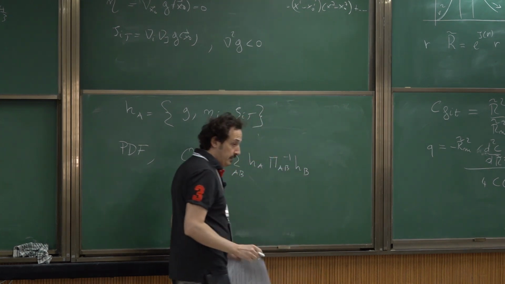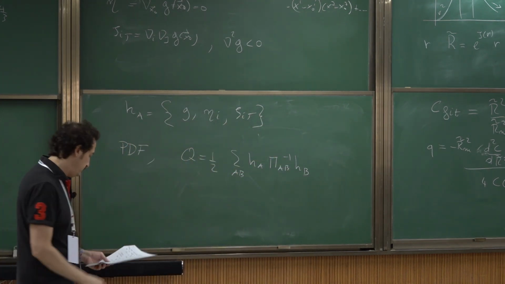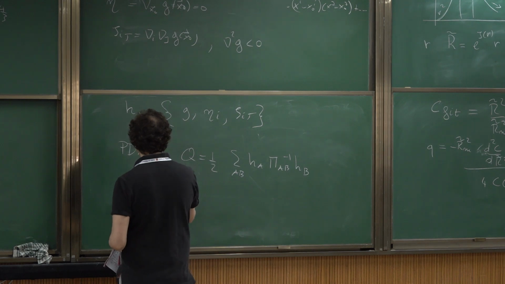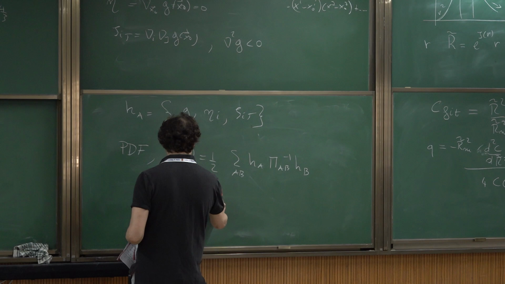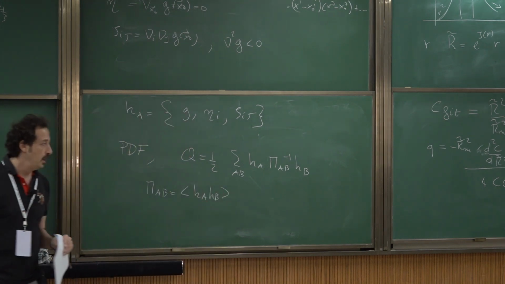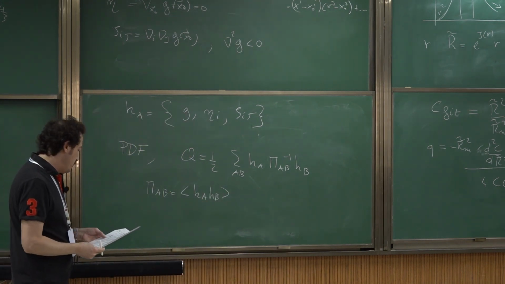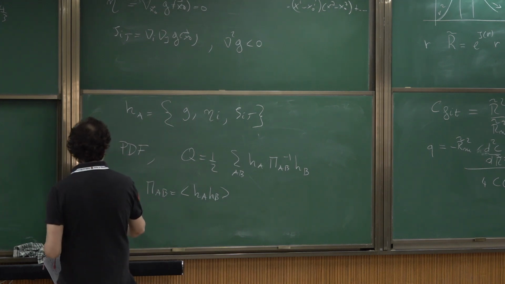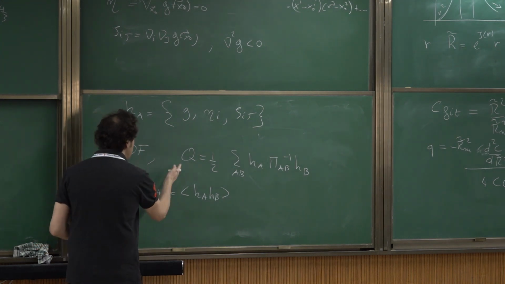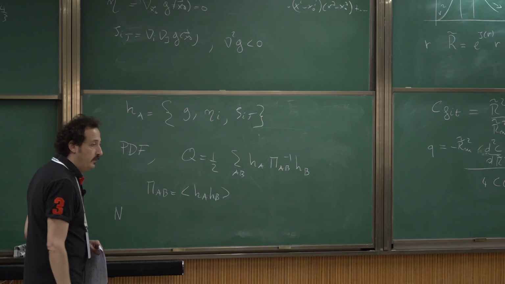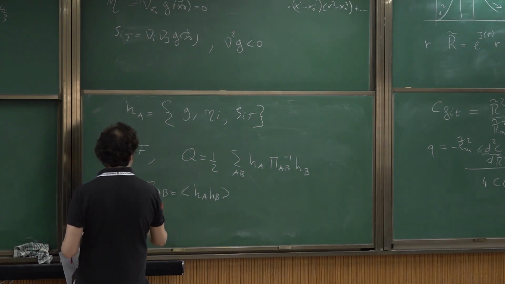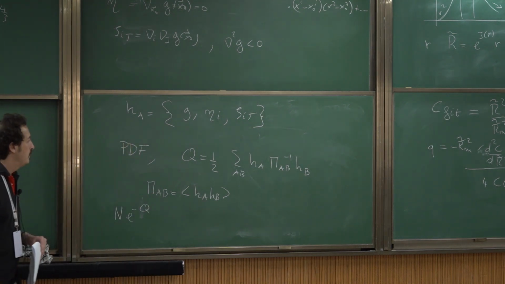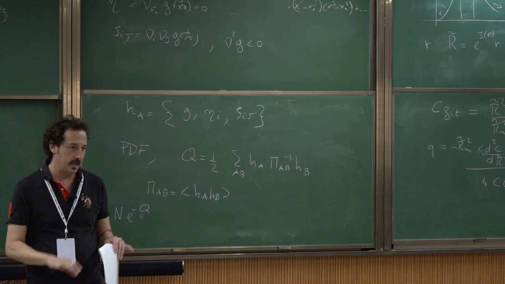This is the covariance matrix of the variances, which is nothing else than M_AB equal to the 2-point correlation function of H_A H_B. And as you know, the probability distribution will have a normalization, which is simply the square root of the determinant of the covariance matrix, times e to the minus 1/2. The 1/2 I put it there, e to the minus q. This is a Gaussian.